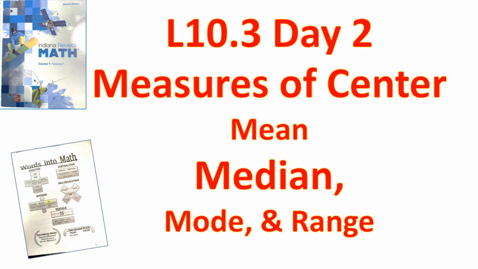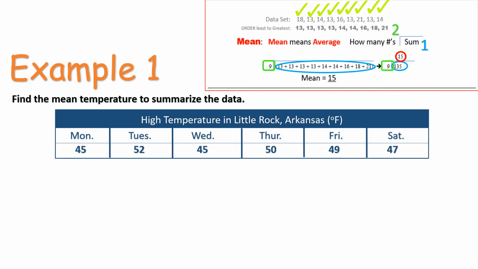All right, so we're getting into the second day of measures of center, which is lesson 10.3. The focus in the book is on mean and median. However, we're also going to review mode and range, because those are things you need to know for sixth grade as well as your standardized test, but definitely going into seventh grade. And you also need to be able to do it for things that are coming up, such as box plots.